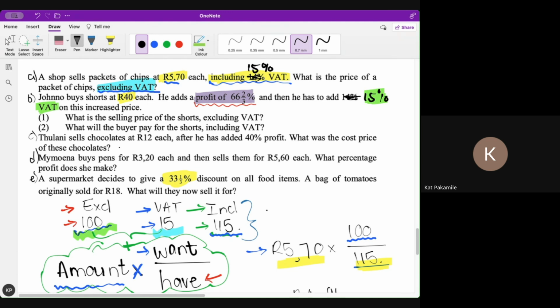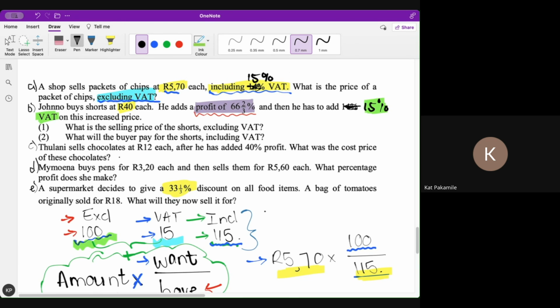Oh, the original, this one. Oh, I'm sorry. Yeah. Mimona buys pens for 3 rand 20 each and sells them for 5 rand 60 each. And the question is, what percentage profit does she make? Okay, so far we've been given percentages, but now we've been asked to work out the percentage. Are we with me? So I want you guys to classify this stuff with me.